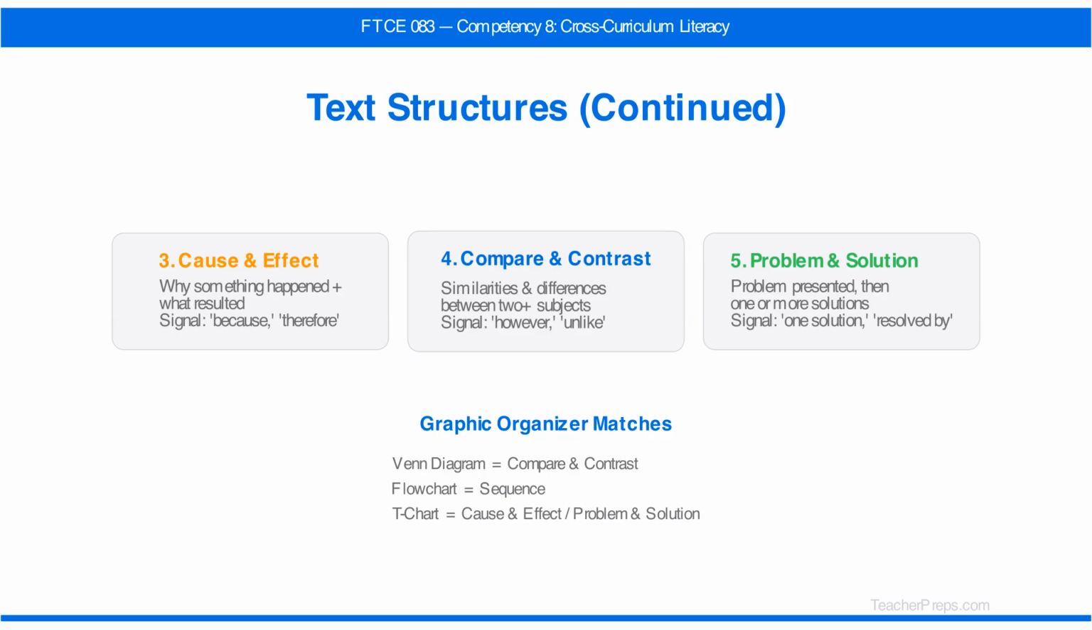On the exam, you may be asked to identify which text structure a passage uses or which graphic organizer best matches a structure. For example, a Venn diagram maps to compare and contrast, a flowchart maps to sequence, and a T-chart maps to cause and effect or problem and solution.